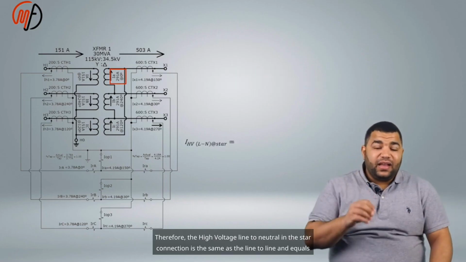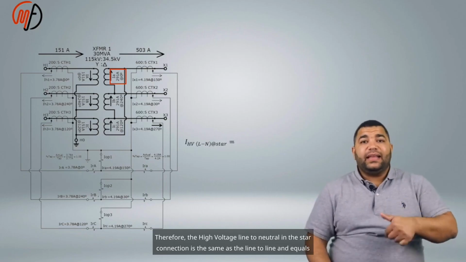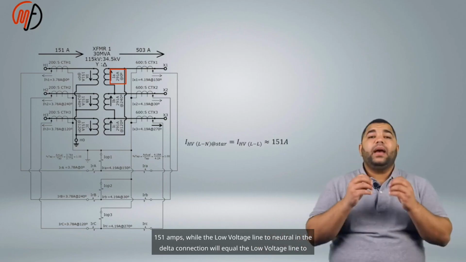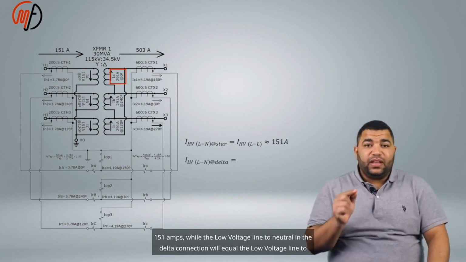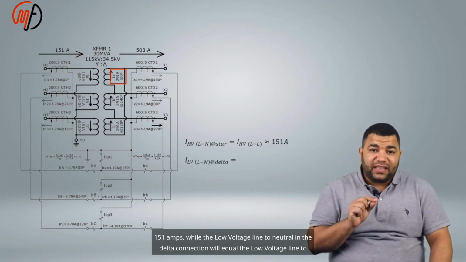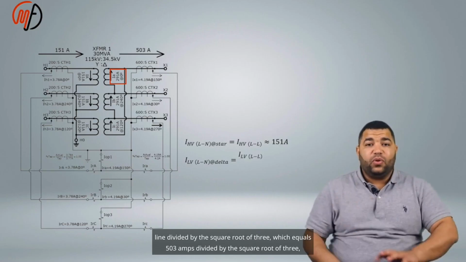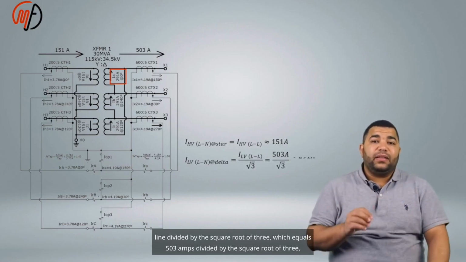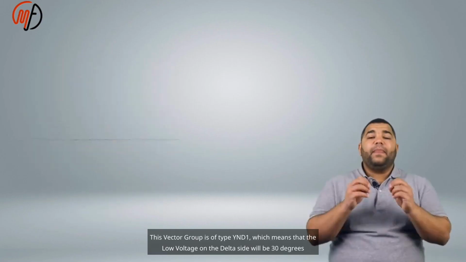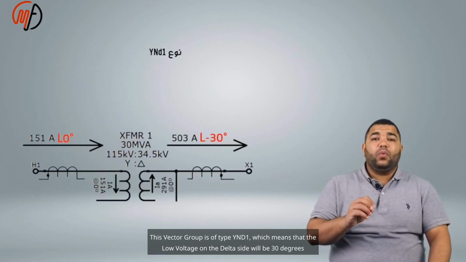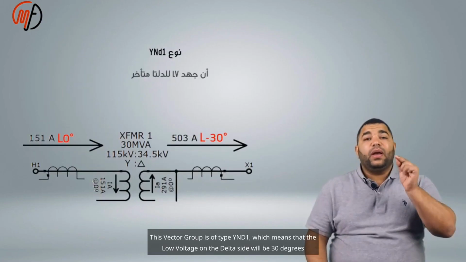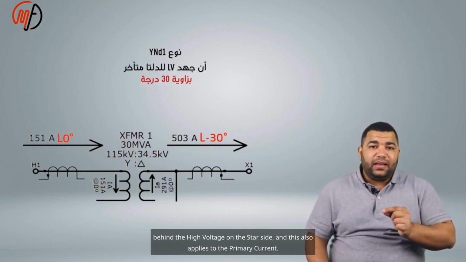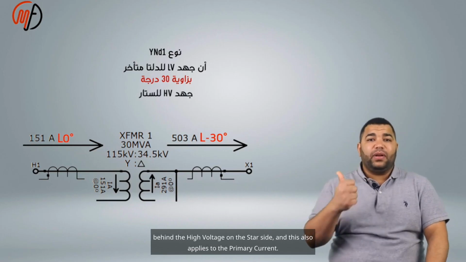Therefore, the high voltage line to neutral in the star connection is the same as the line to line and equals 151 amps, while the low voltage line to neutral in the delta connection will equal the low voltage line to line divided by the square root of 3, which equals 503 amps divided by the square root of 3, approximately 291 amps. This vector group is of type YND1, which means that the low voltage on the delta side will be 30 degrees behind the high voltage on the star side, and this also applies to the primary current.